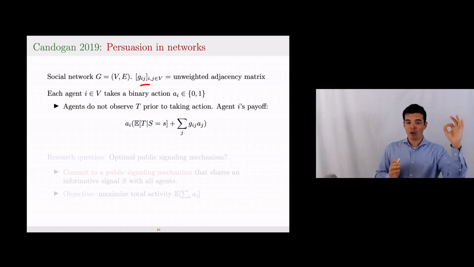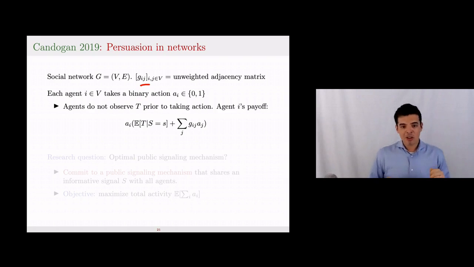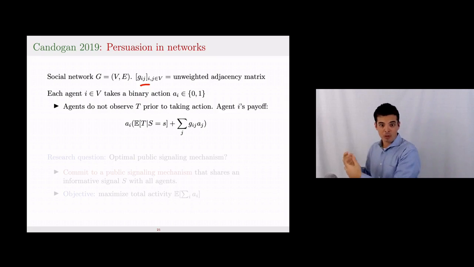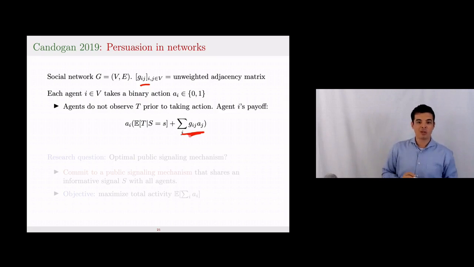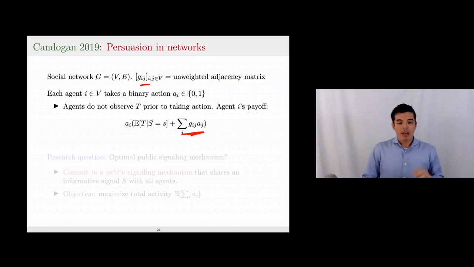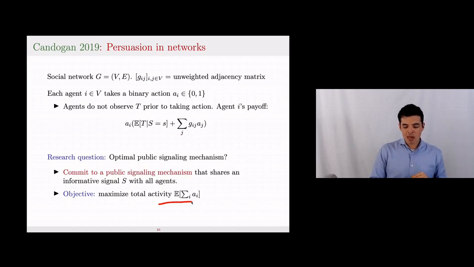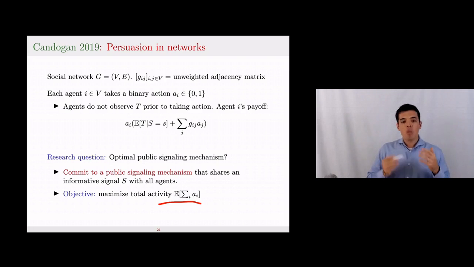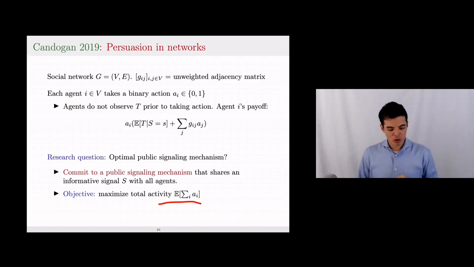If an agent takes action 0, her payoff is 0. Or the agent takes action 1, in which case her payoff depends on the underlying state, which is, let's say, the quality of the product, plus a network externality term. If more of my neighbors in the network adopt the product, I will be inclined to adopt the product as well. So this second term that you see in the payoff here is the network externality term. The designer's objective is to maximize the total number of agents who take action 1. And the designer restricts attention to using public signaling mechanisms. And the question is, what is the best public signaling mechanism that ensures that the total number of agents who adopt the product will be maximized? So this is the key question.